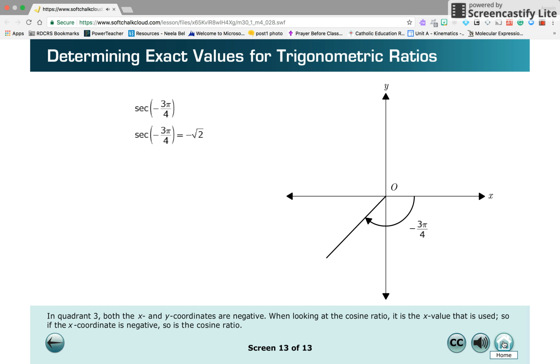In quadrant 3, both the x and y coordinates are negative. When looking at the cosine ratio, it is the x value that is used. So if the x-coordinate is negative, so is the cosine ratio.